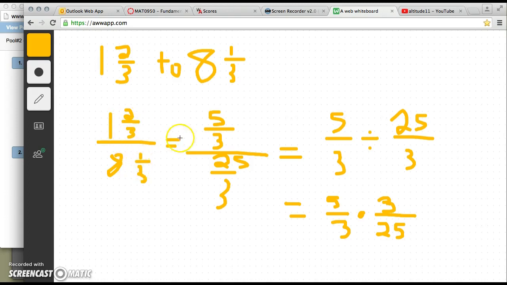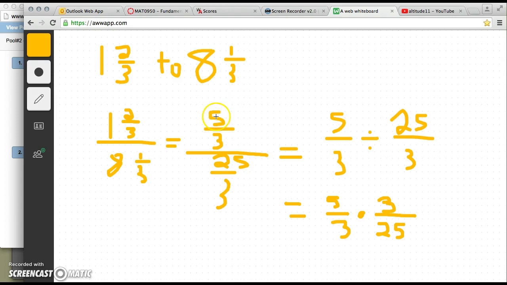So 1 2/3 is the same thing as 5/3, and we got that by taking the denominator 3 times 1, which is 3, and then adding 2. 3 plus 2 is 5, and then you keep the denominator you started with, 5/3. Same thing down here in the denominator. This mixed number 8 1/3 is the same thing as 25/3, and we get that by taking 3 times 8, which is 24, plus 1, which is 25, all over the denominator we started with, which is 3.